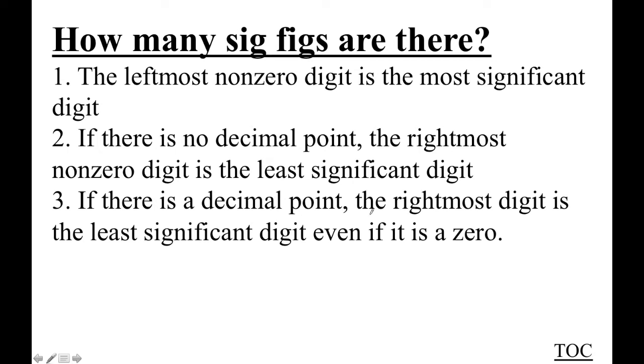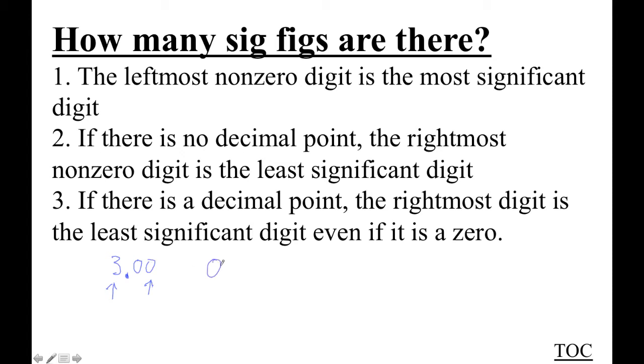Okay, if there is a decimal point, the rightmost digit is the least significant digit, even if it is a 0. Okay, so if I say 3.00, there is a decimal point here. So this is my least significant digit. That's my most significant digit. That's 3 sig figs. You should ask yourself when you see this number, why did they say 3.00? That's because they measured the tenths place and the hundredths place, and they just happen to be 0. So this thing has 3 sig figs.